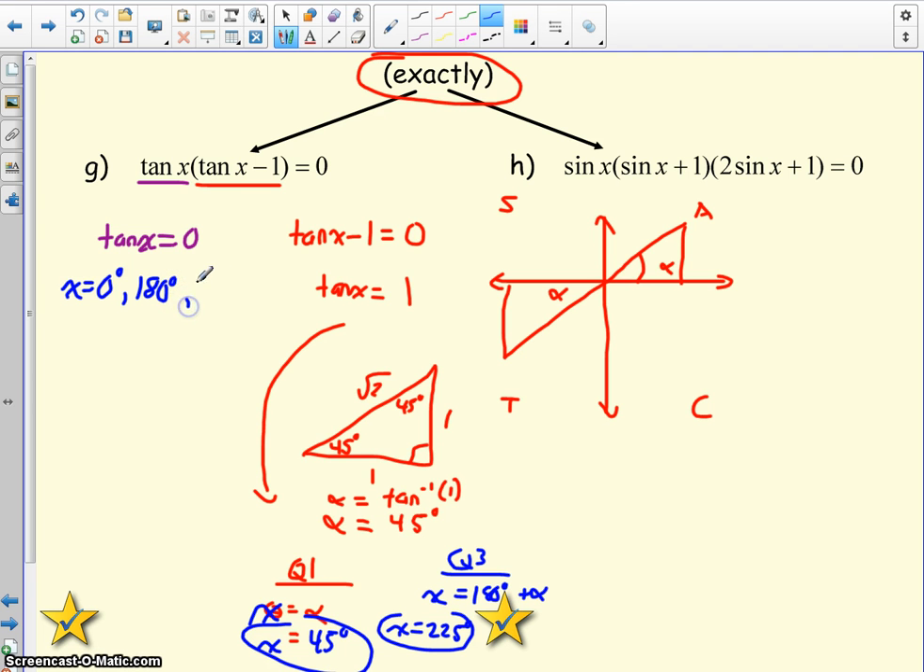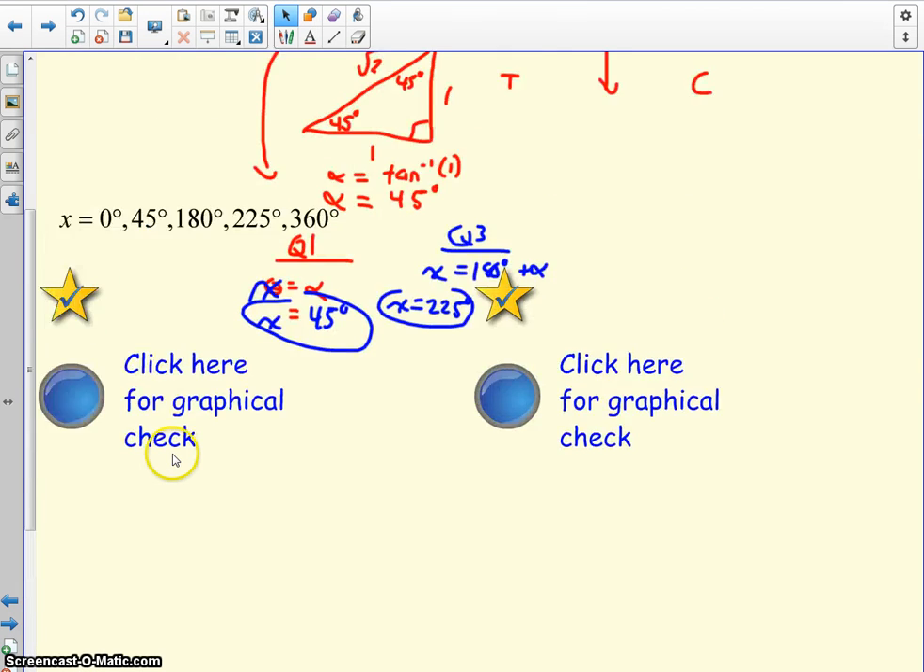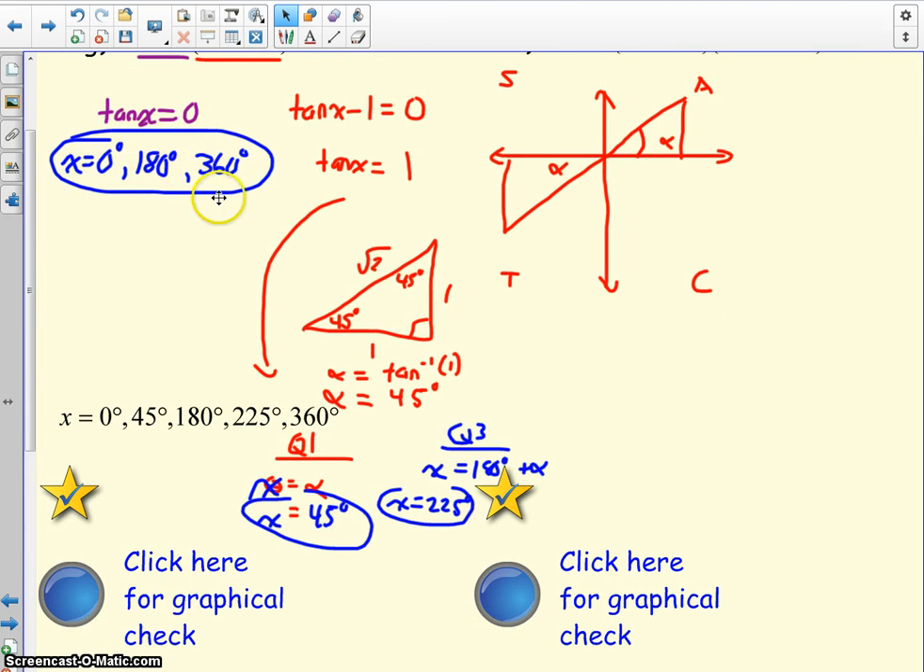So having an idea what the parent functions for sine x, cos x, and tan x look like can be helpful, because this one gives you 3 solutions right here. This one gives you 2 solutions down here. So altogether, we actually have 5 solutions for this one. Okay, 0, 180, 360, 45, and 225.